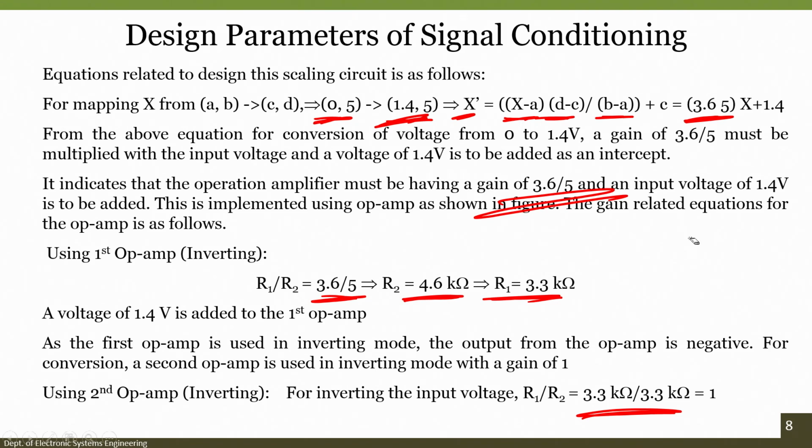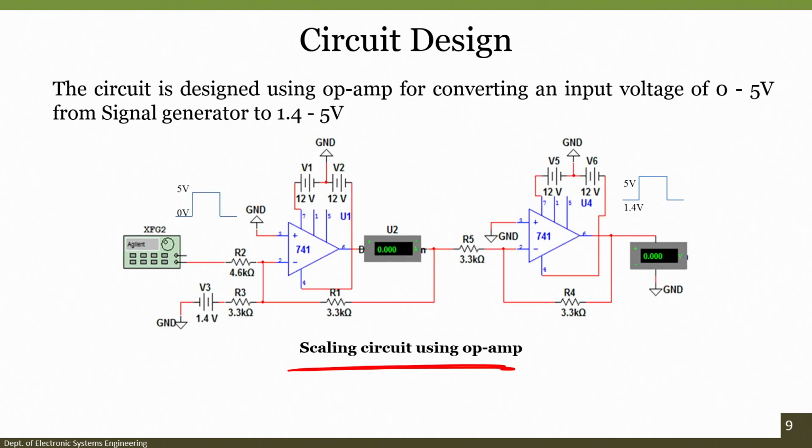If I have both the resistance values the same, which is 3.3 kilo ohm, what will happen? I have a gain of 1. So, if I have values of 3.3 kilo ohm and 4.6 kilo ohm for R1 and R2 of op amp 1, and 3.3 kilo ohm for R1 and R2 of op amp 2, then I can design my signal conditioning circuit, right, and this circuit can be used to convert the input voltage from 0 to 5 volts to 1.4 to 5 volts.